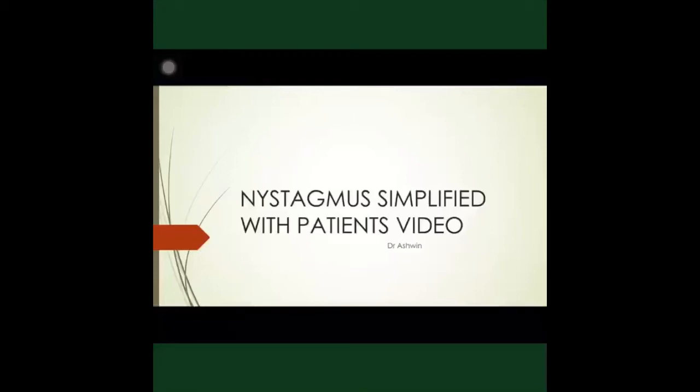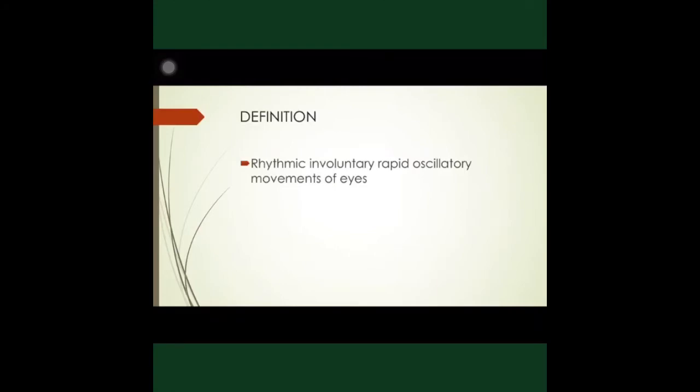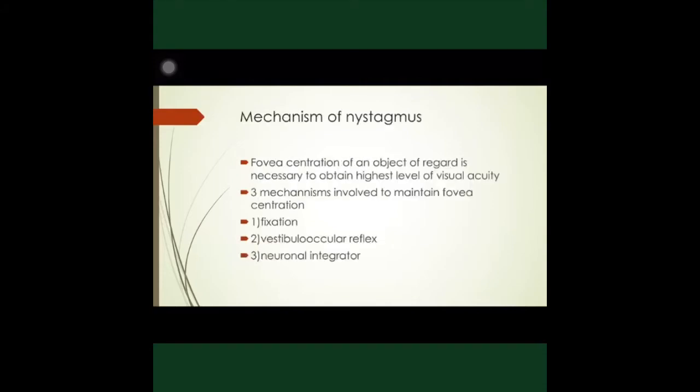Hello friends, today we are discussing nystagmus, how to examine nystagmus, and the patient with nystagmus. Coming to the definition, nystagmus is a rhythmic, involuntary, rapid, oscillatory movement of the eyes. Then coming to types of nystagmus, it can be physiological, that is normal, or infantile or congenital, seen in children.